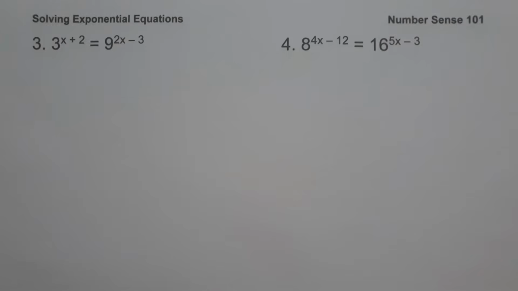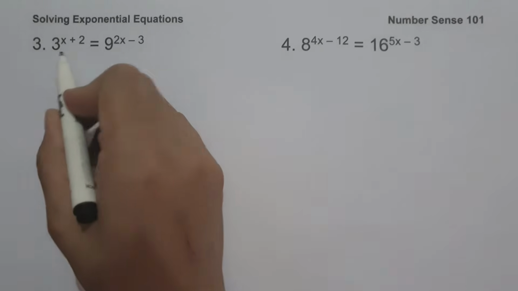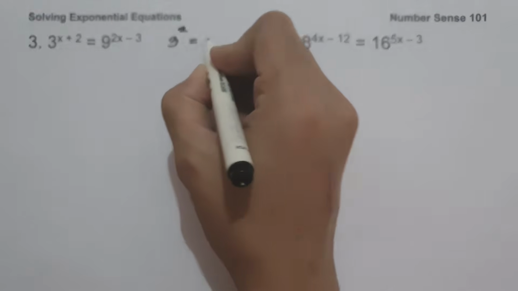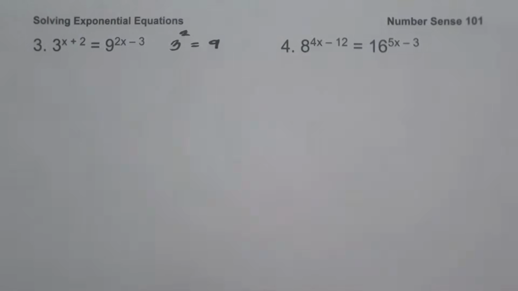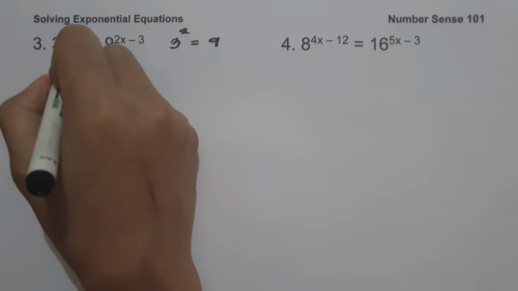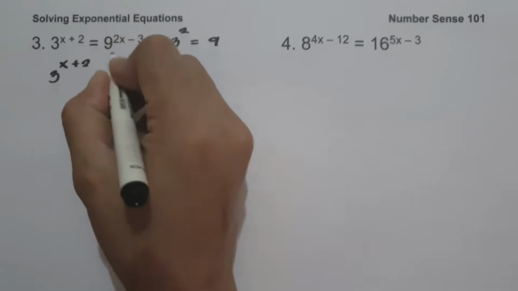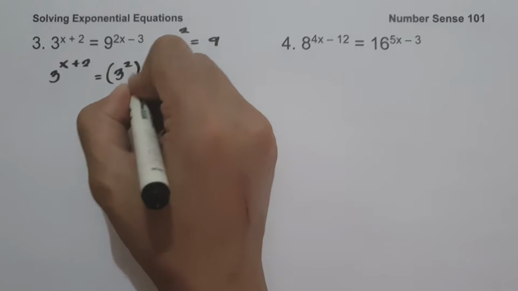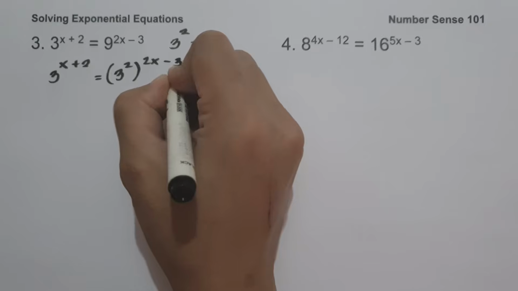On example number 3, we have 3 raised to x plus 2 equals 9 raised to 2x minus 3. So to simplify the given equation, we must have the same base. So let us write 9 with the base 3. And we all know that 3 squared is equal to 9 because 3 multiplied by itself is 9. So let us have 3 raised to x plus 2 equals 9, that is 3 squared raised to 2x minus 3.